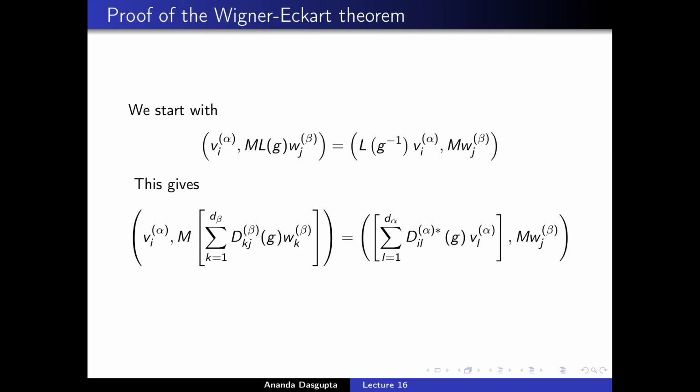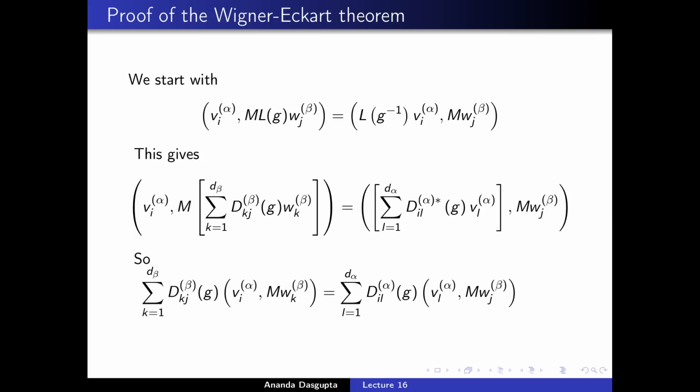Now, using the fact that we are dealing with unitary representations, D_li^α(G inverse) is also the same as the complex conjugate of D_il^α(G). Then, using the linearity of the inner product in the second factor and its antilinearity in the first factor, what we are going to get is simply this. D_kj^β(G) is going to come out of the inner product, and so what you end up with on the left hand side of this equation is the inner product between V_i^α and M W_k^β multiplied by D_kj^β(G) summed up over all k.